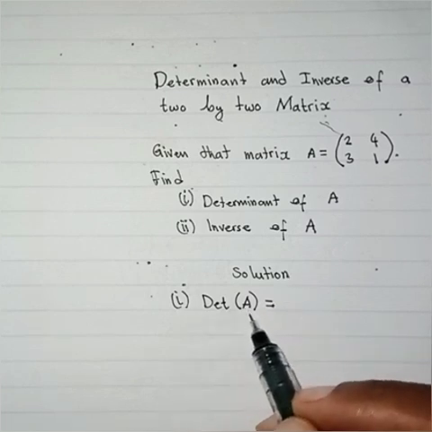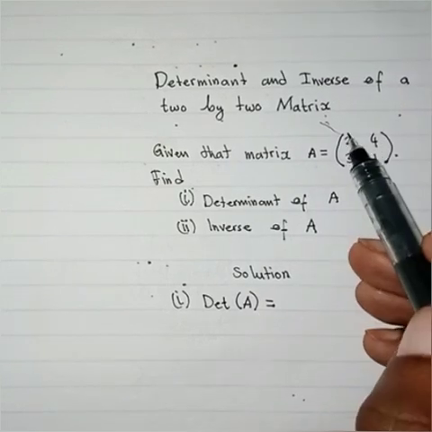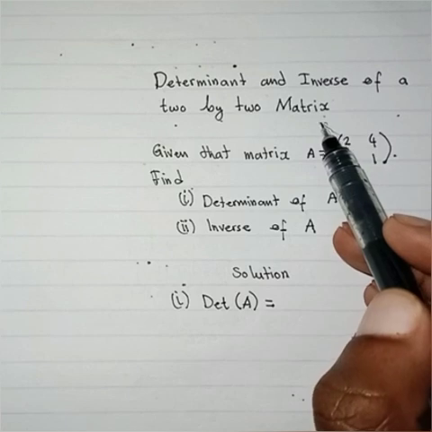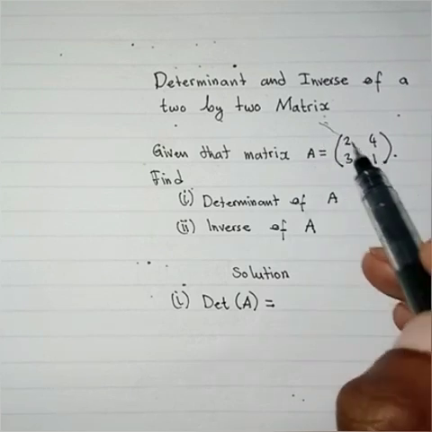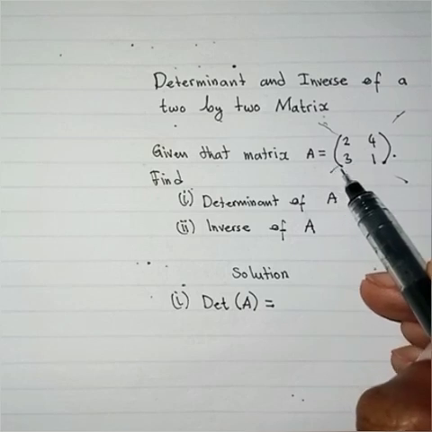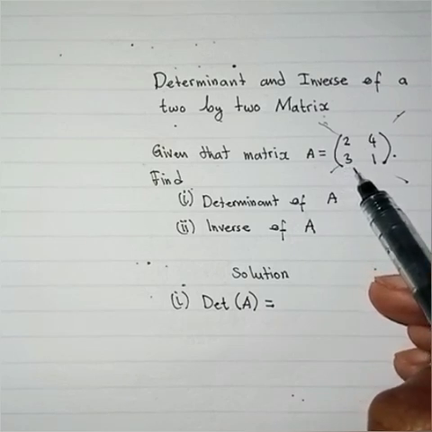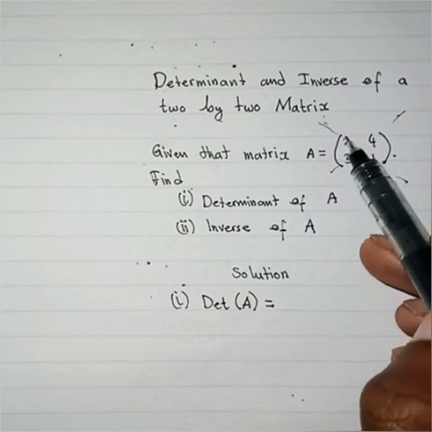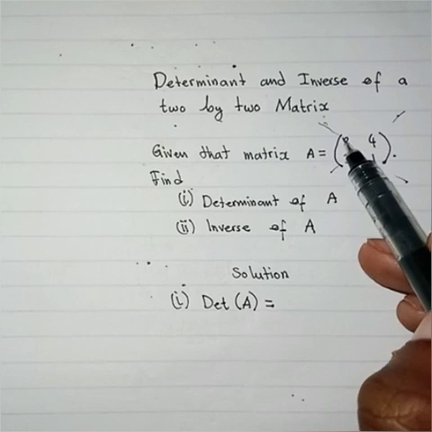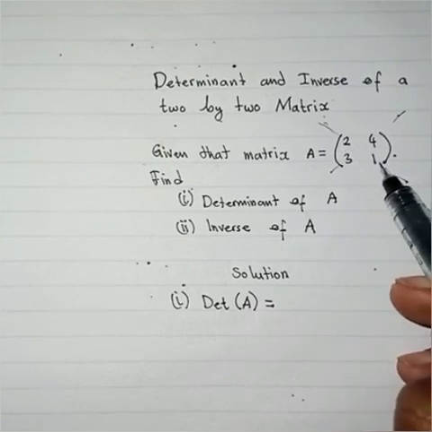To find the determinant of matrix A, we consider the diagonals of the matrix. This is called the major diagonal, and this one is called the minor diagonal. The rule with matrices, we always begin with the major diagonal. So in our major diagonal, we have 2 and 1.